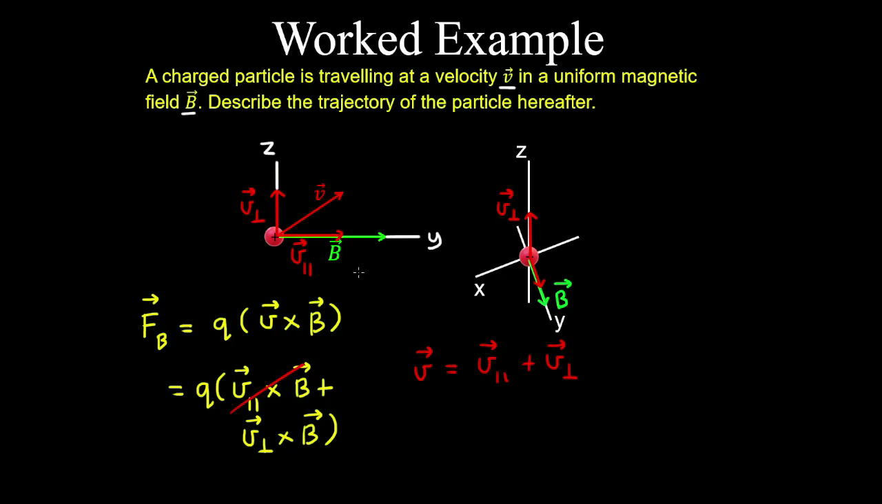This can be seen using the right hand rule. So taking the cross product between V perpendicular and the magnetic field vector, you basically curl the fingers of your right hand from V perpendicular to B, and therefore the magnetic force acts in a negative x direction.